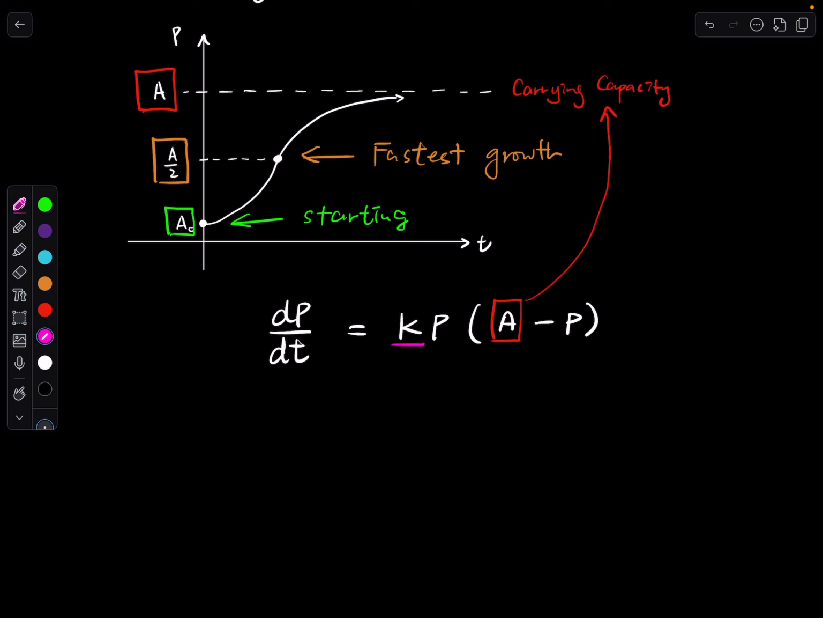The K right here is what we call a proportionality constant. It's going to control how fast this graph grows. So something that grows faster, like mosquitoes, is going to have a big K. But something that grows slower, like pandas, will have a smaller K. It doesn't really affect how your graph looks. The shape generally still looks like that.